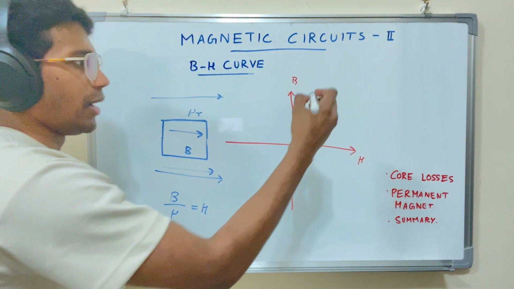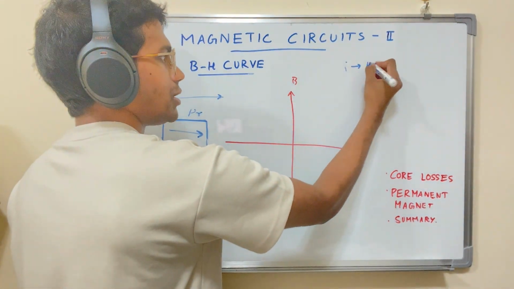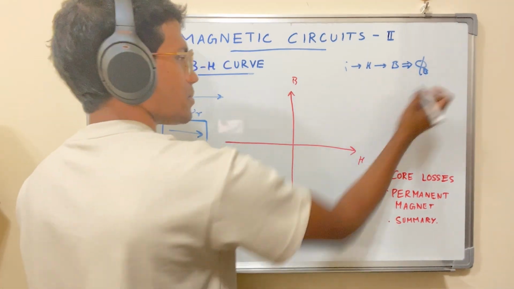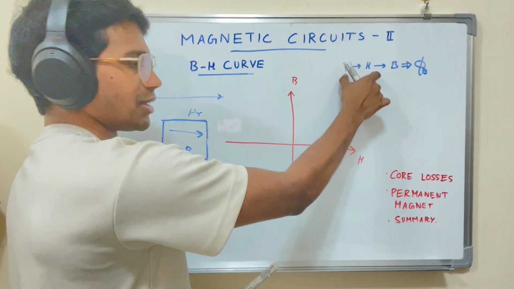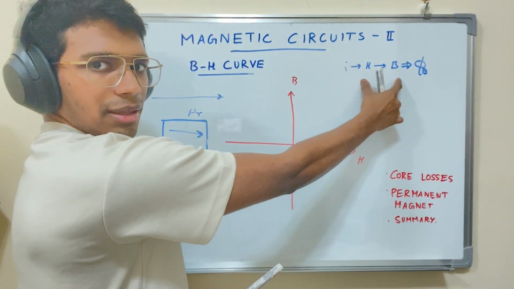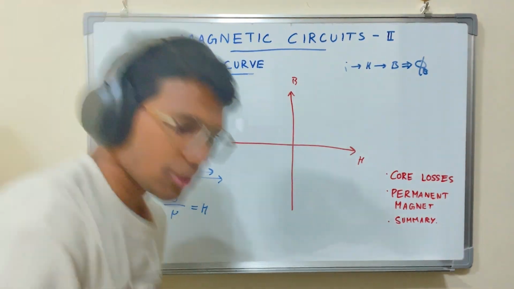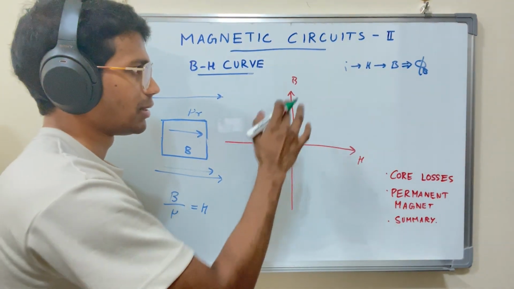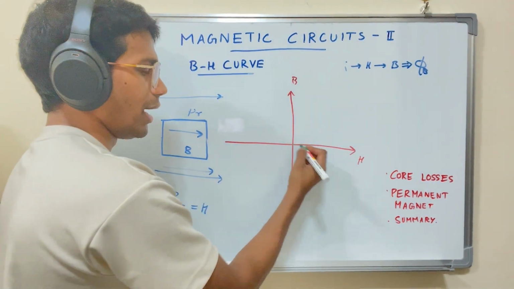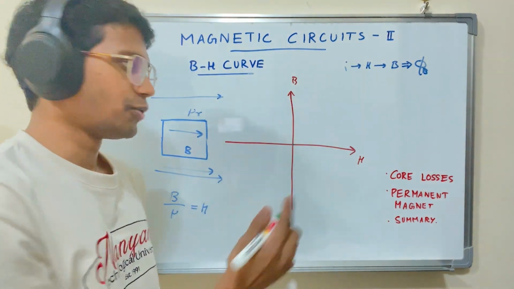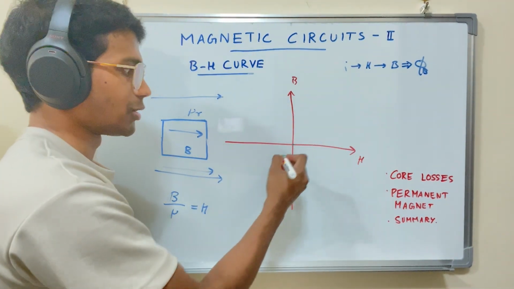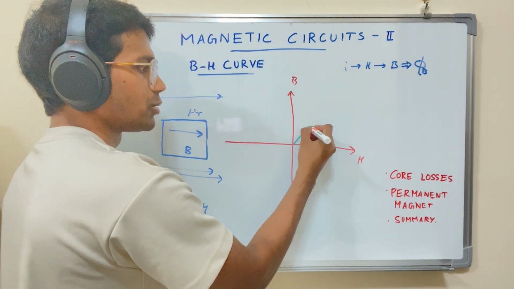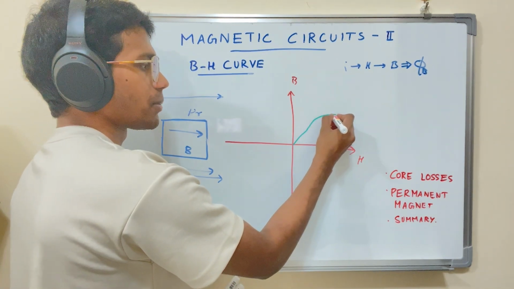We have this portion: I produces H, which produces B, or flux. This was discussed with Ampere's circuital law. This portion is what we're discussing right now. Initially the body has no magnetization within it, and we haven't applied any magnetizing force, so it's exactly at 0. And then as we increase the H, the B inside increases almost linearly until it saturates.